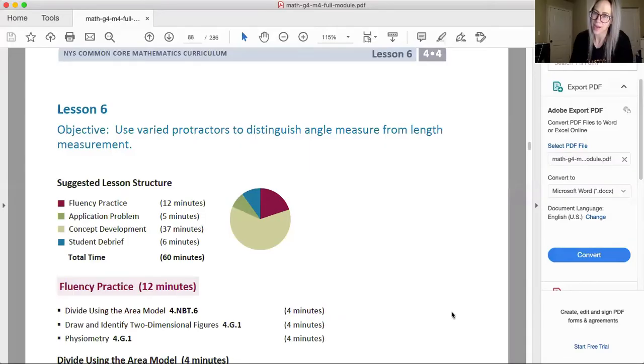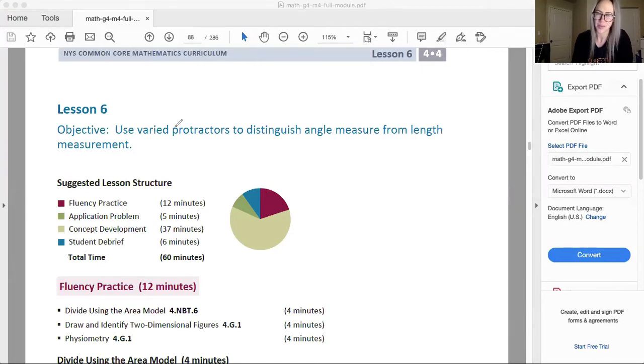Now, today is going to be a little bit of a different day. I'm going to explain why in just a second. But let me share with you my screen and I'm going to explain what our lesson is today. Our lesson today is lesson 6 in module 4. And the objective is to use varied protractors to distinguish angle measure from length measurement.